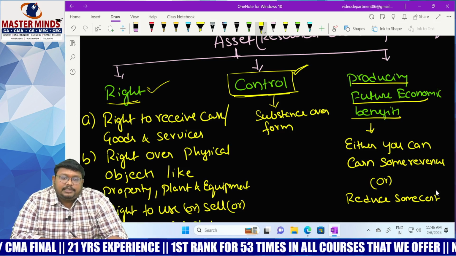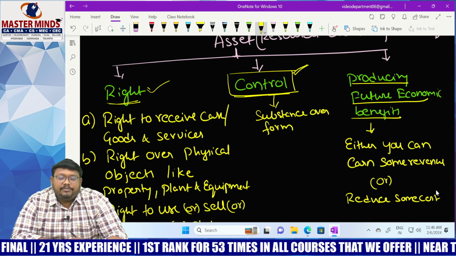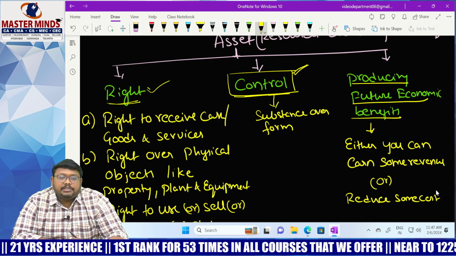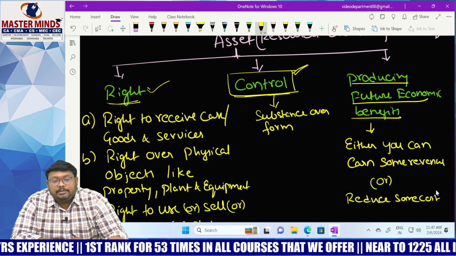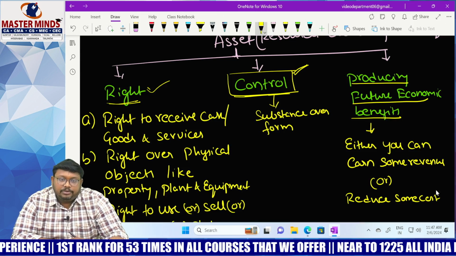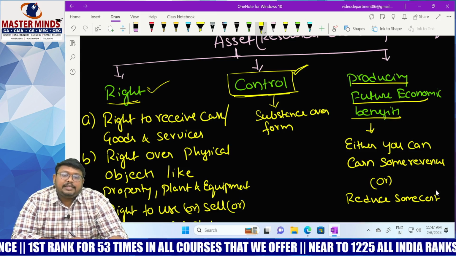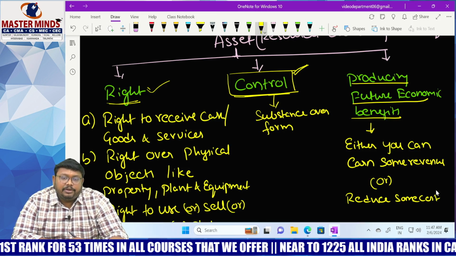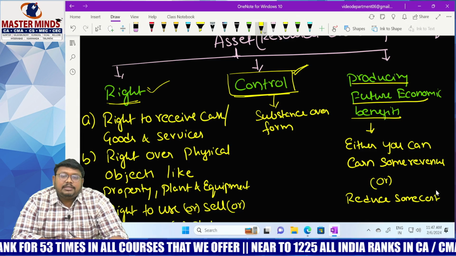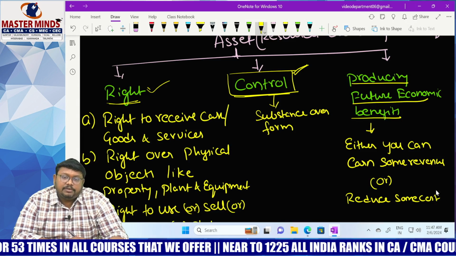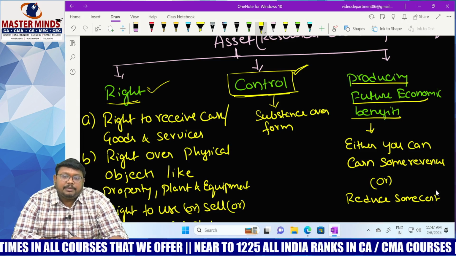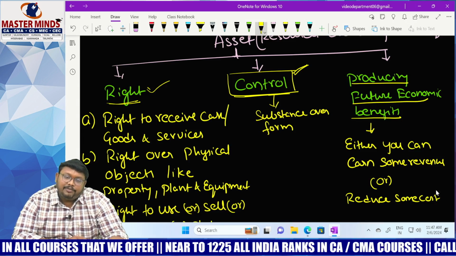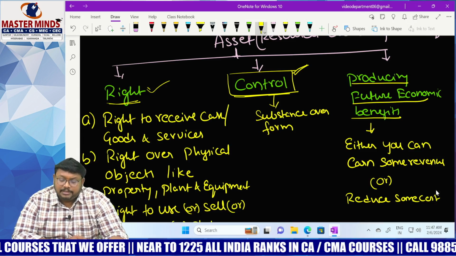So that we call it future economic benefits. By using the asset, for example, machinery. When you are using the machinery, what is the purpose of using it? To produce the goods. After producing the goods, you are selling the goods and generating some revenue. That means you can earn some revenue in the future because of using the asset. That will be considered as an asset.